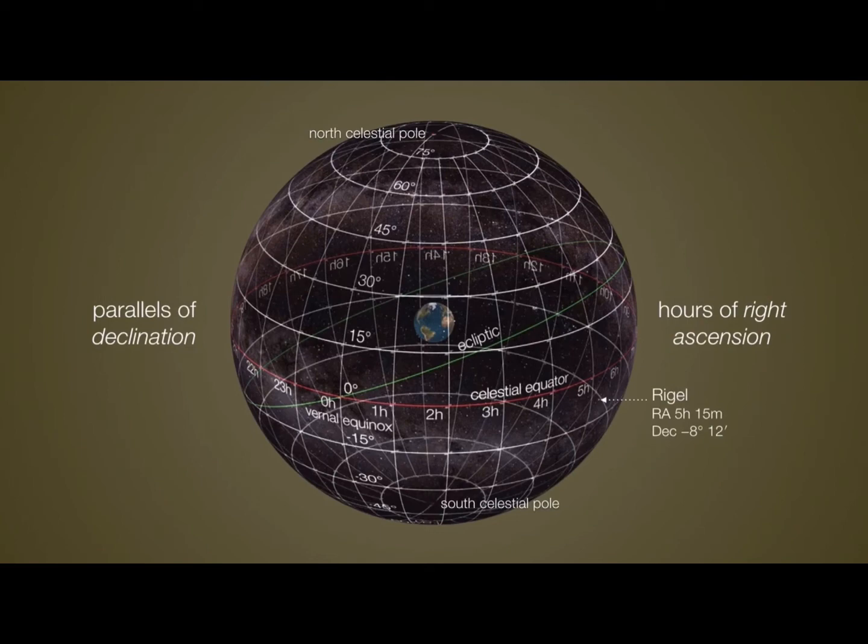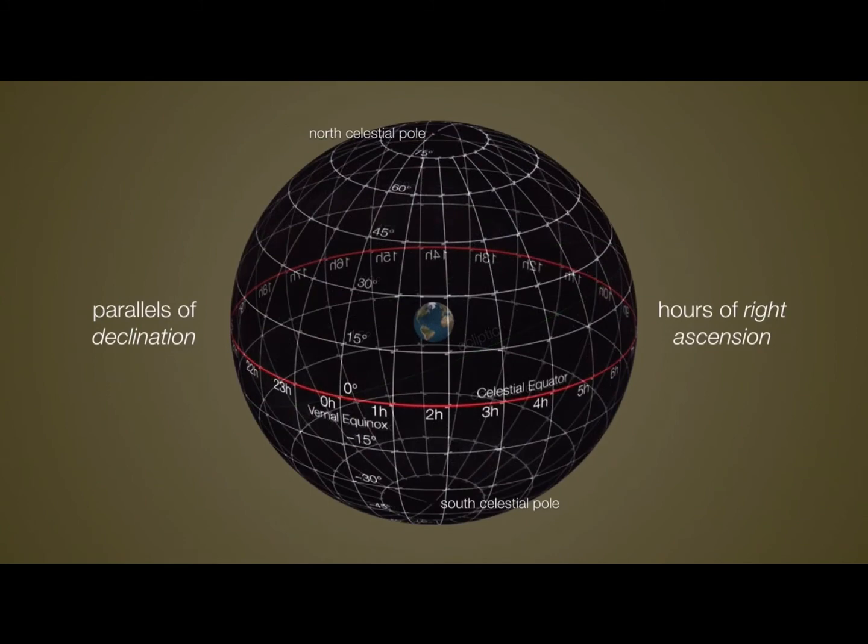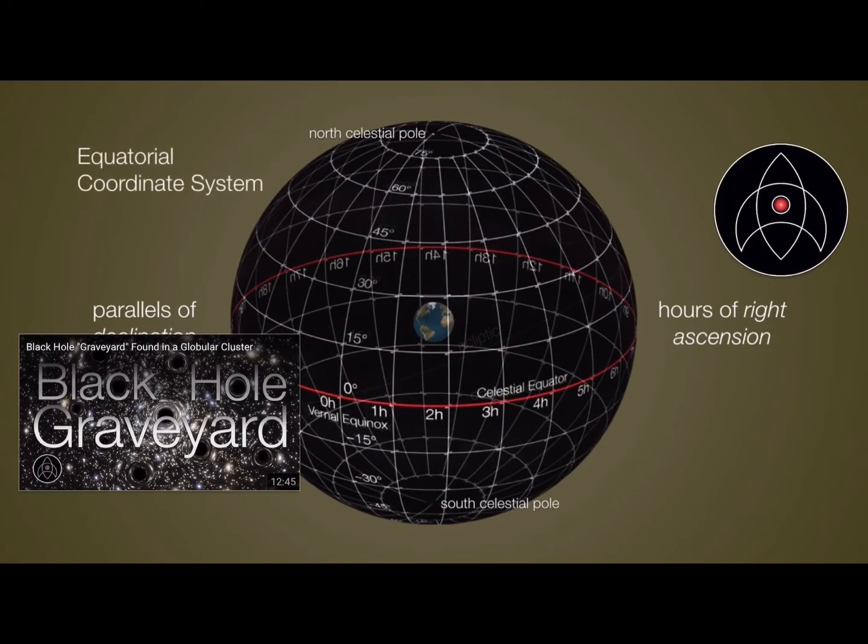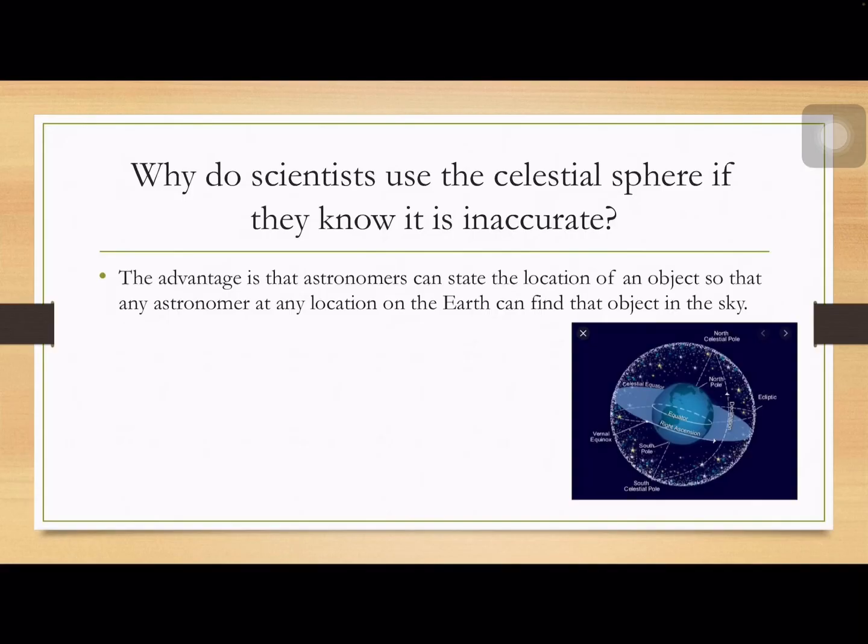And since it's south of the celestial equator, that gives us a declination of minus 8 degrees and 12 minutes of arc. Remember, we can take a single degree and we can split that up into 60 minutes of arc. So this coordinate system, since it's based on the celestial equator, we call the equatorial coordinate system. And it's a really convenient way for us to define every single point.